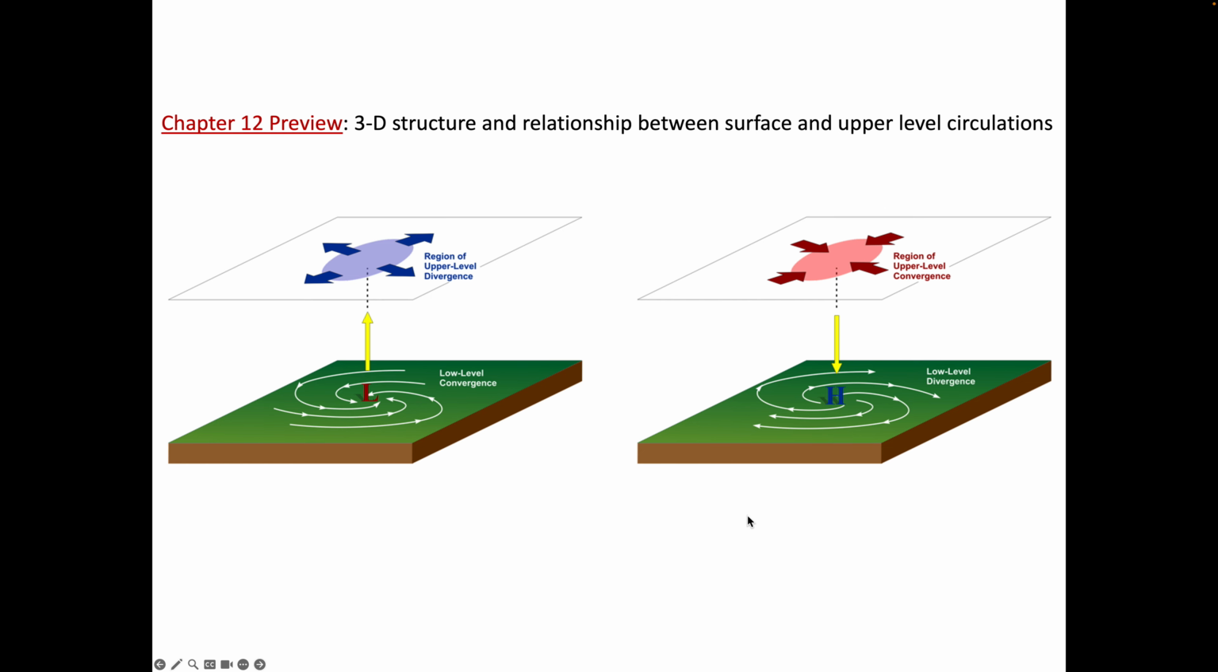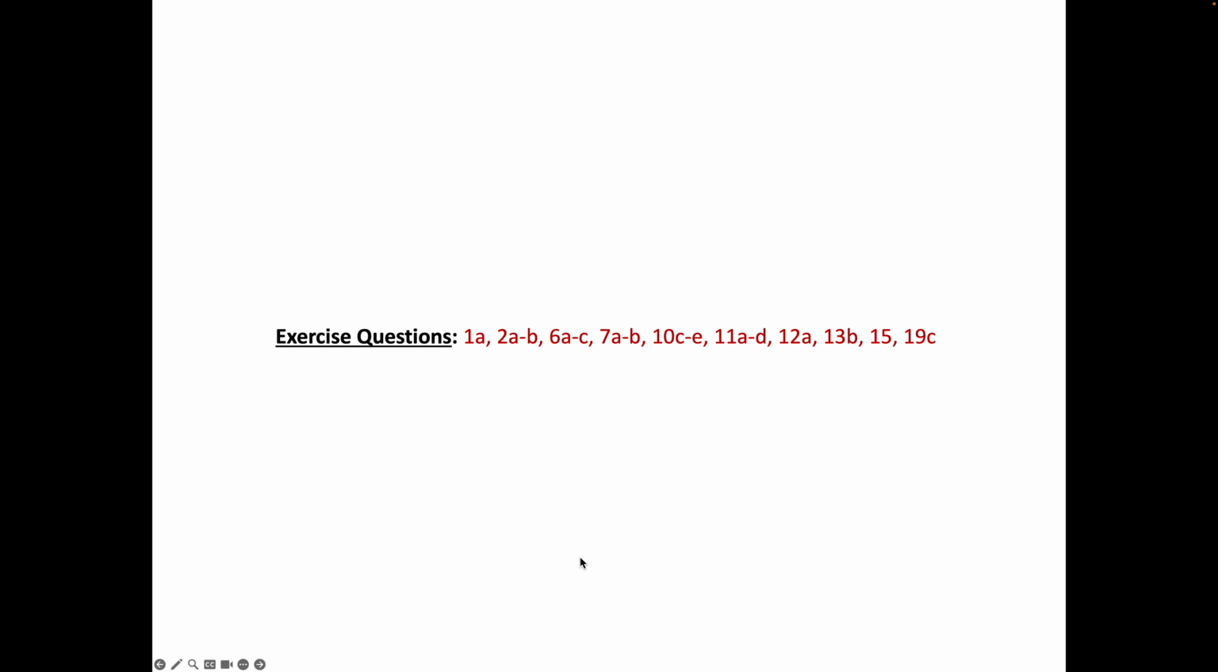So again, what we're going to do in the upcoming chapters is discuss how the atmosphere acts to make this happen, to allow our highs and lows to maintain themselves and maintain their integrity over time, even though at the surface we are accumulating mass in a low and taking mass out with the high. All right, now, here are the exercise questions for the distance class.